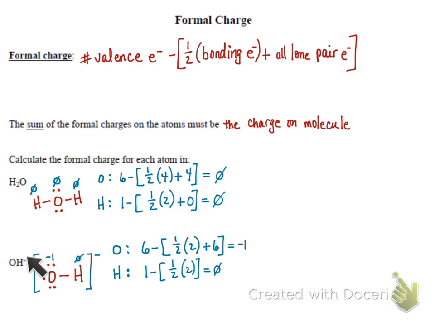OH minus, which is the hydroxide, has this structure, and oxygen has a formal charge of 6 minus half of 2 bonding electrons, minus 6 lone pair electrons, which is -1. Hydrogen is always going to be 0. So this tells us that in my polyatomic, which has an overall charge of -1, the -1 actually sits on the oxygen.